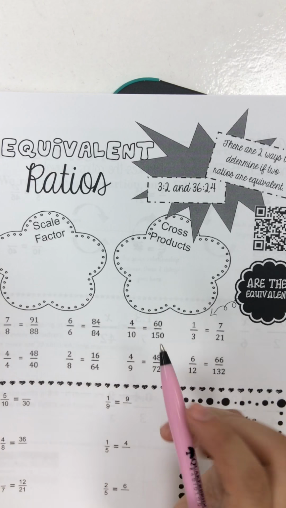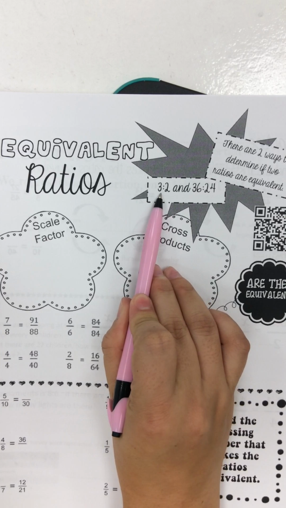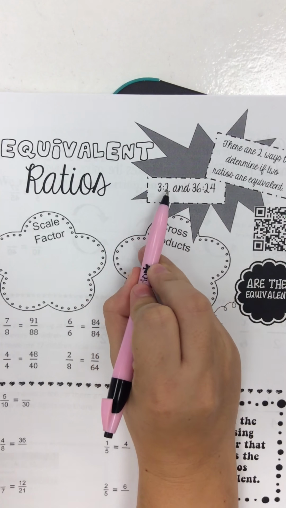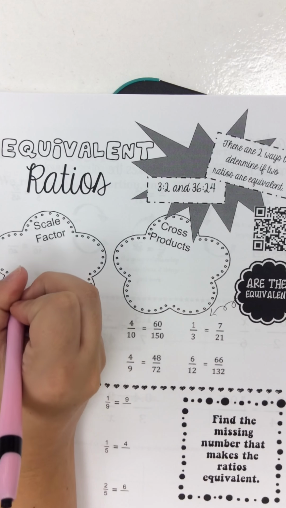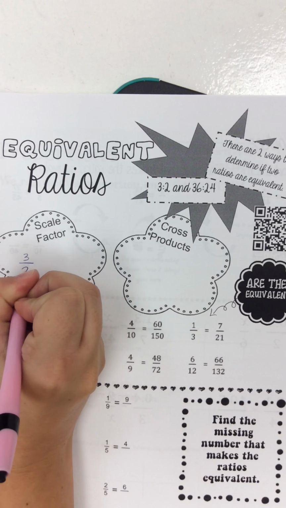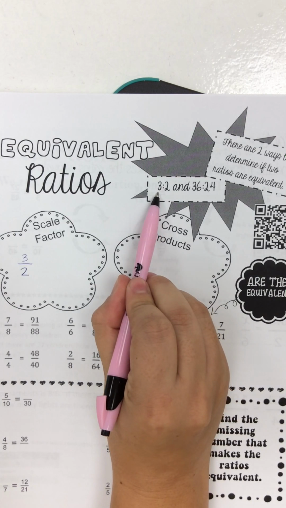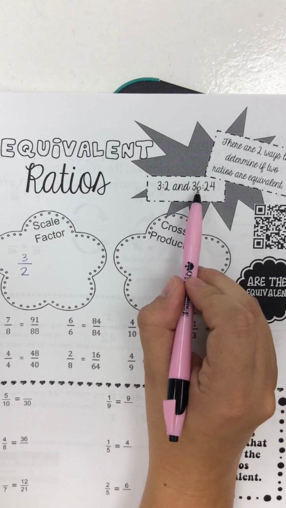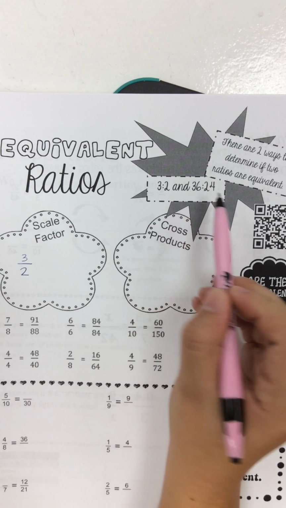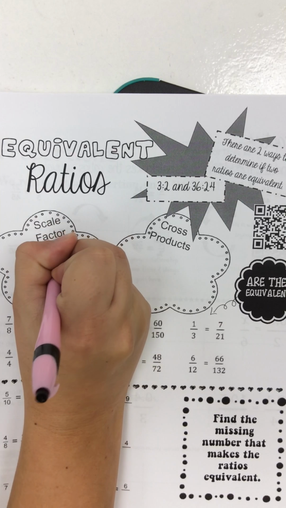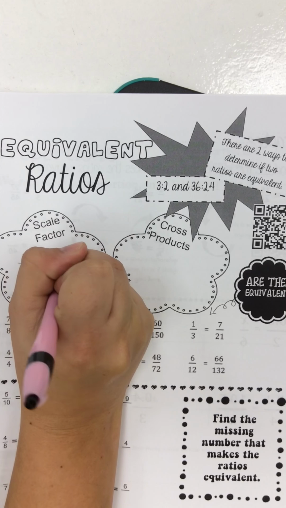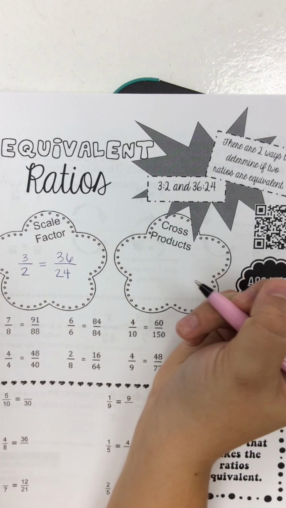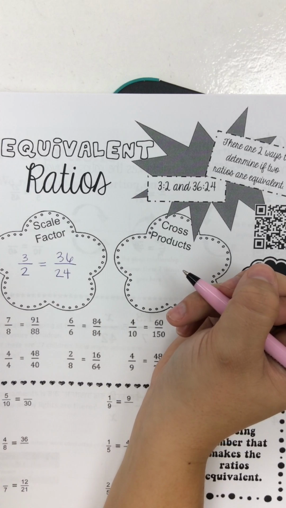So we are going to rewrite our ratios as fractions because there are a couple different ways that you can write a ratio. One of them is with a colon and the other way is with a fraction. So we have 3 over 2, and if the 3 comes first, it needs to be my numerator. And since the 36 comes first in our second ratio, 36 needs to be in the numerator as well. So 36 over 24.